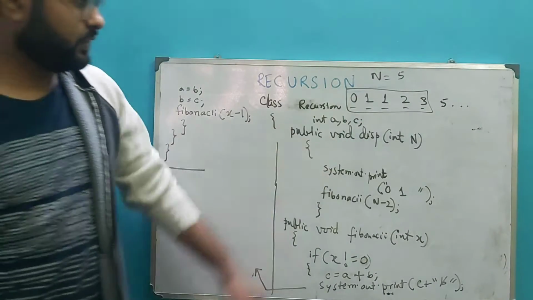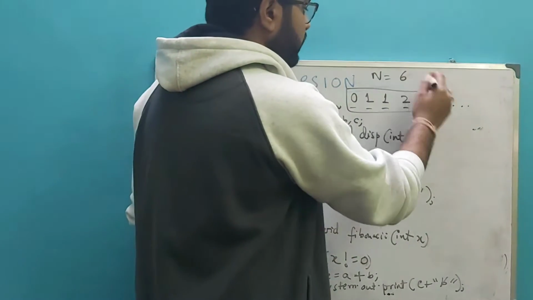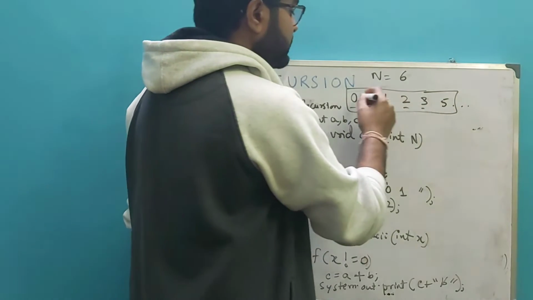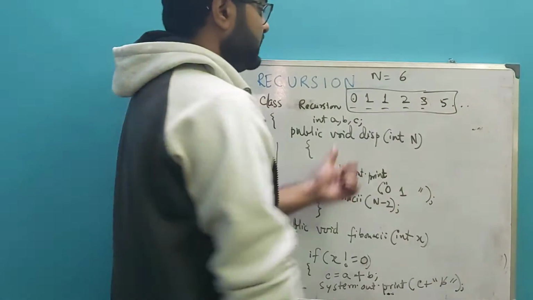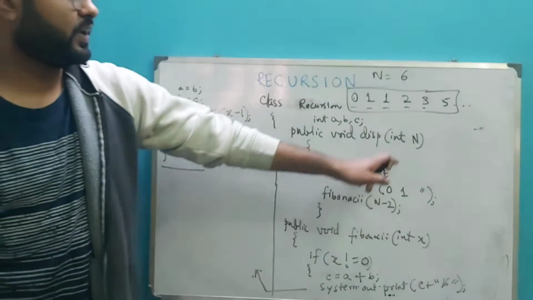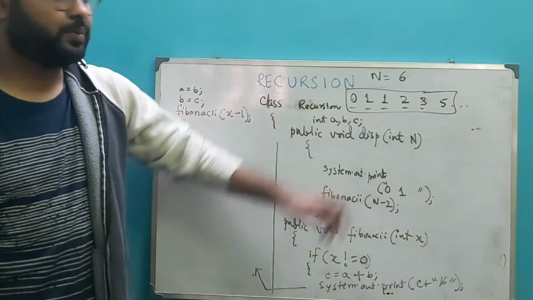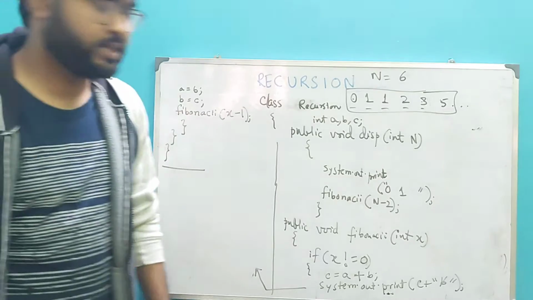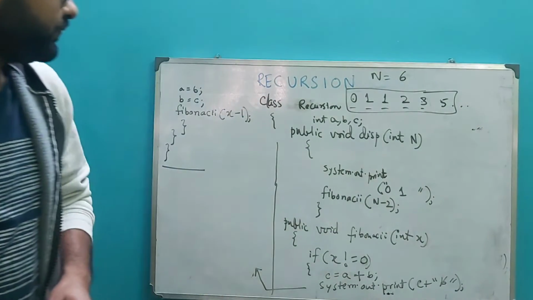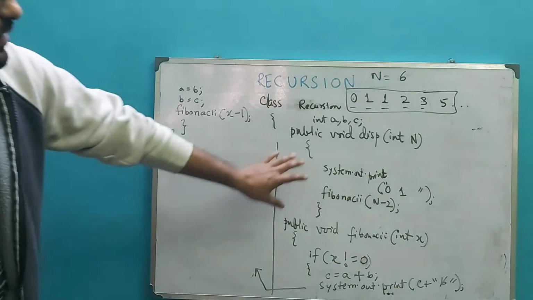Okay. If the value of n is 6, we have to print up to 6 terms: 1, 2, 3, 4, 5, 6. There are 6 terms. So whatever the value of n would be, n specifies the number of terms to be printed for the Fibonacci series. Okay. So in recursion, this is the first method.